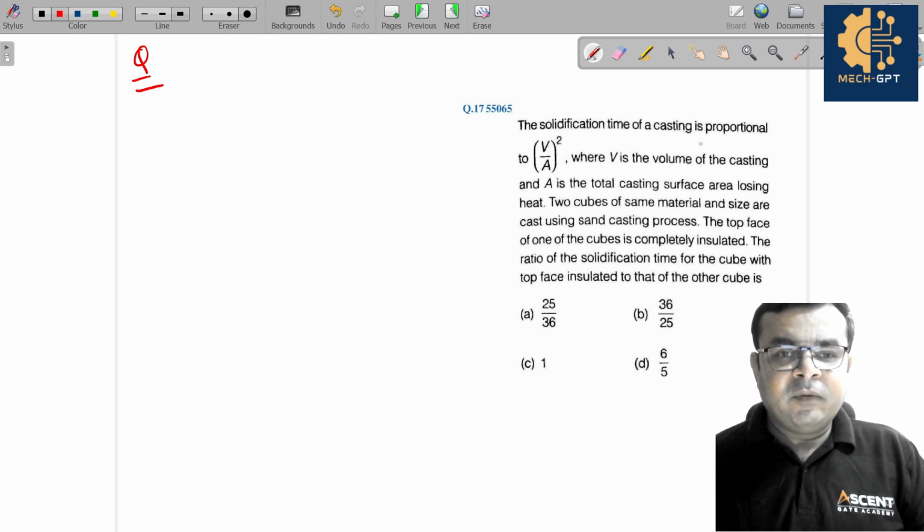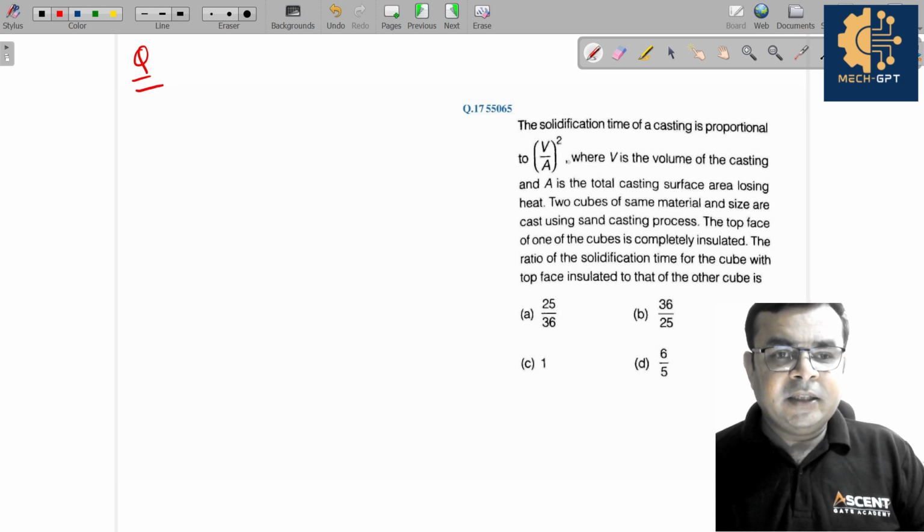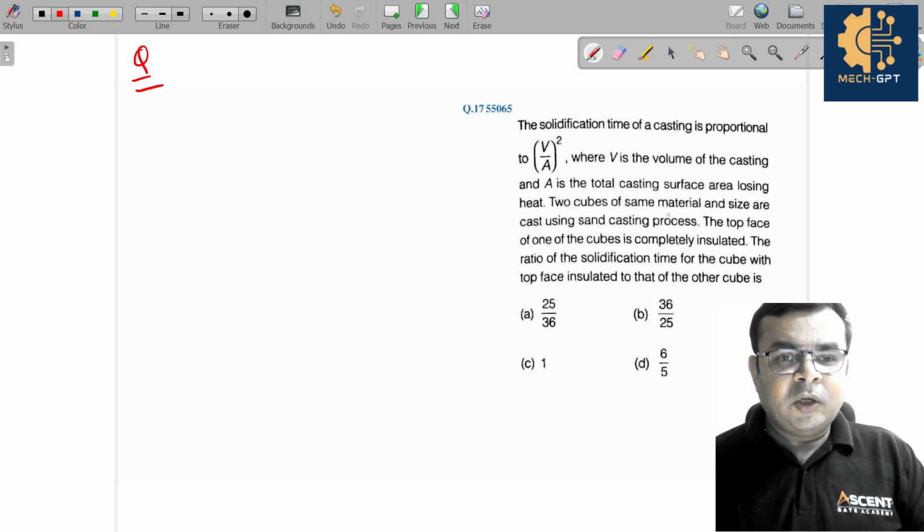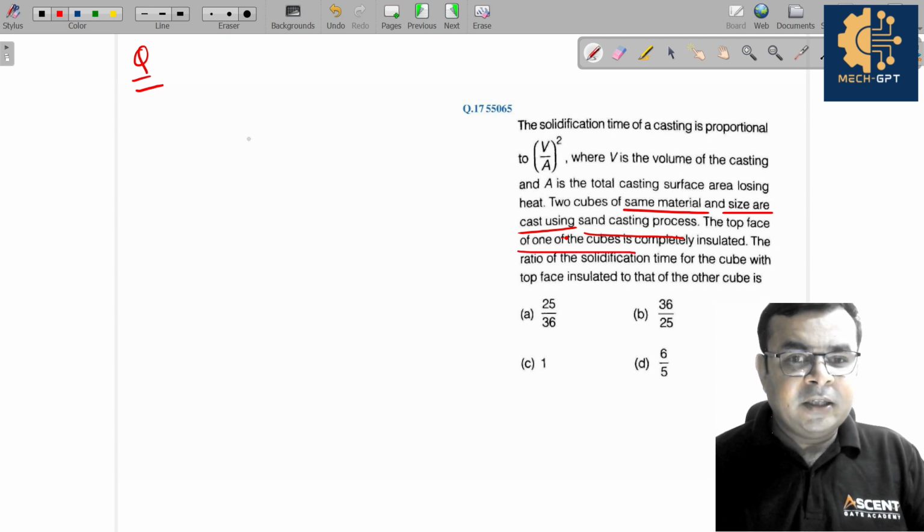The solidification time of casting is proportional to (V/A) whole square, where V is the volume of the casting and A is the total casting surface area losing heat. Two cubes of the same material and size are cast using the sand casting process. The top face of one of the cubes is completely insulated.